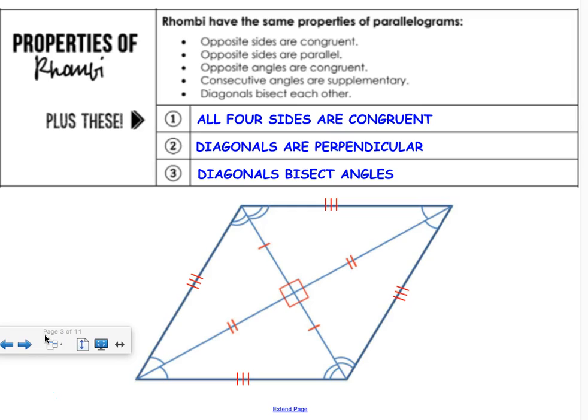Diagonals are perpendicular, which means they make what kind of angles? 90. So all these angles in the middle are 90 degrees. And then it says the diagonals bisect the angles. What angles we're talking about are these corner ones.